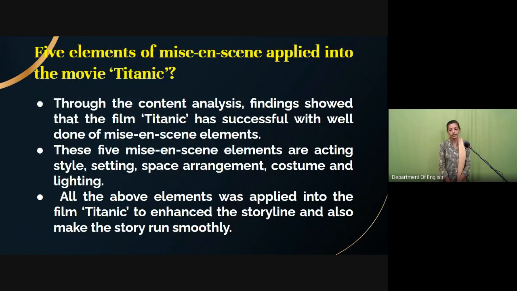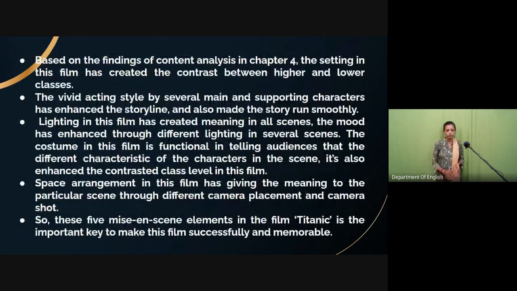Five elements of mise-en-scene apply to the movie Titanic. Through content analysis, the findings show that the film Titanic has successfully and well used mise-en-scene elements. These five elements are acting style, setting, space arrangement, costume and lighting. All the above elements were applied in the film Titanic to enhance the storyline and also make the story run smoothly. Based on the findings of the content analysis in this chapter 4, the setting in this film has created the contrast between higher and lower classes.